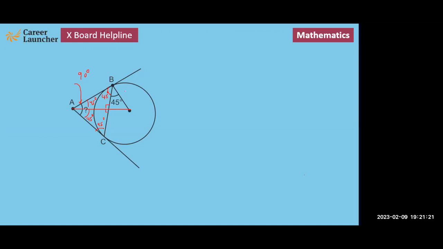So I can ask some other question ki if OB is equal to 10 centimeter, what is the length of the tangent? If R radius is equal to 10 centimeter. If the length of the tangent, what is the length of the tangent? If the radius of this circle is equal to 10 centimeters. So the answer to that is again going to be simple.